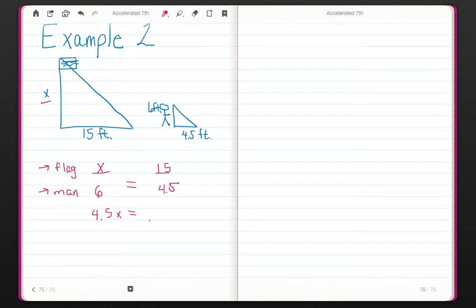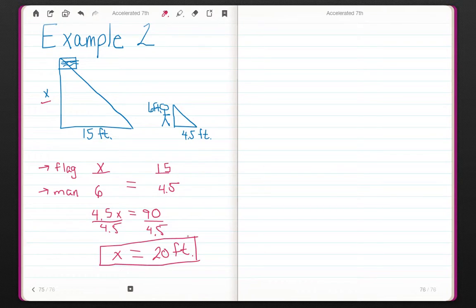4.5x equals 6 times 15, 90. Divide by 4.5. And x equals 20 feet. So my flagpole is 20 feet high. Okay, that's it. Quick checks and check your understandings, and we'll go over this the next time I see you.